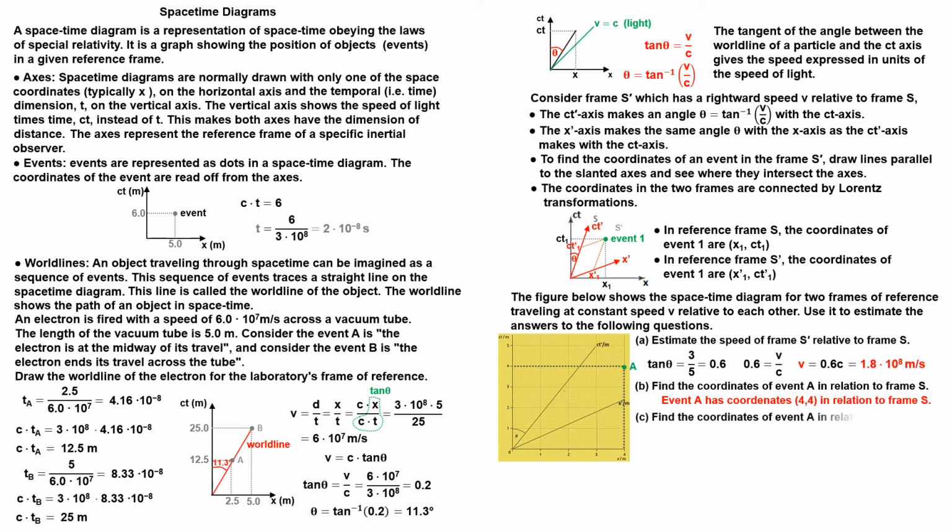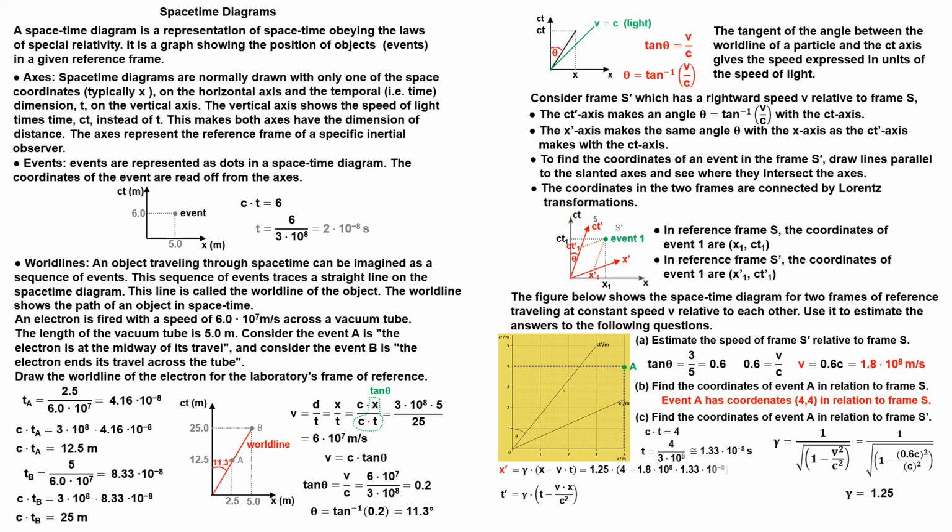Find the coordinates of event A in relation to frame S'. We know that the coordinates in the two frames are connected by Lorentz transformations. First, we find the proper time, and then we find the Lorentz factor. We calculate the value of the Lorentz factor to calculate the time and position measured in the second frame of reference. We use the Lorentz transformation for x prime and t prime.